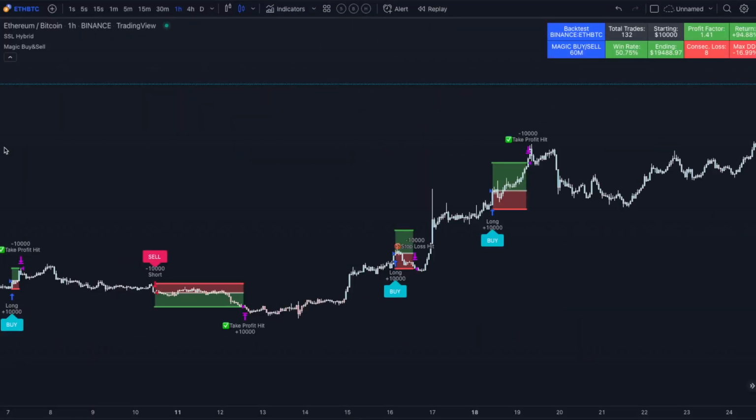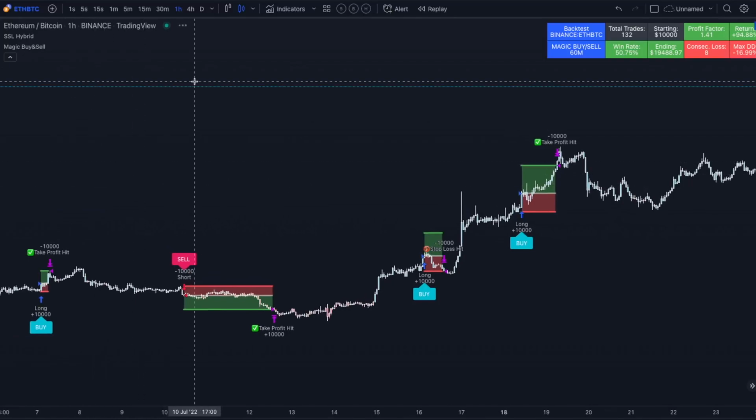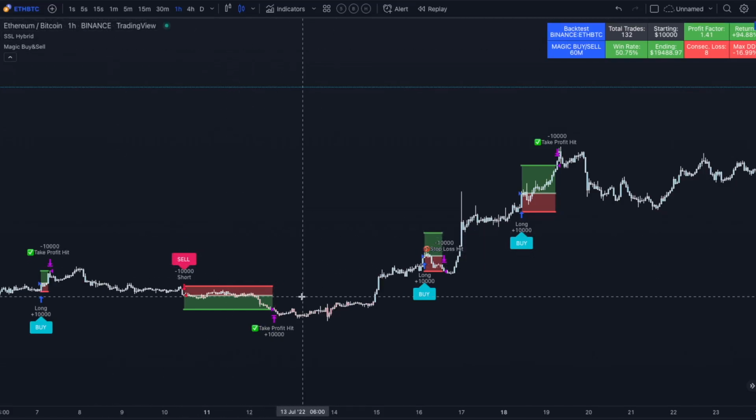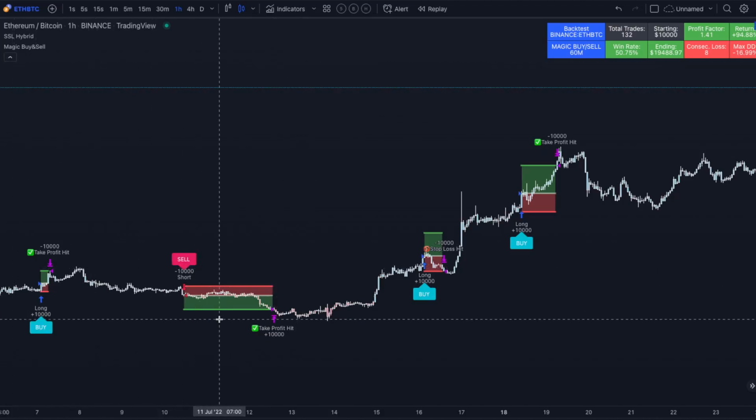And here we've got actually the best settings I've found for this strategy so far, with a return of 94% and a drawdown of only 16% compared to those almost 100% return, with the highest win rate so far of 50%. So here on Ethereum versus Bitcoin on an hourly chart on Binance, so far we got the best results using this magic buy and sell strategy.